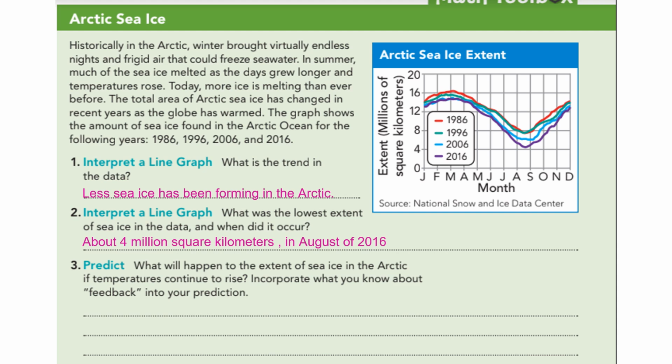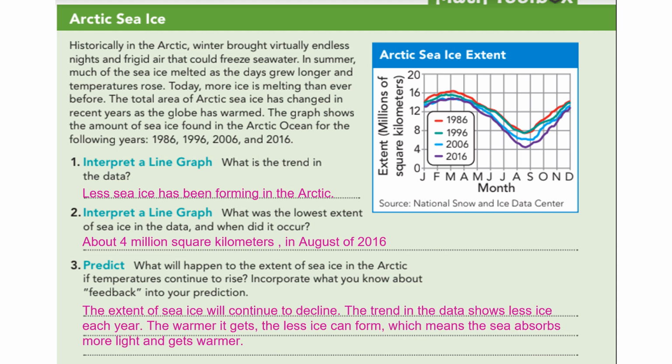What will happen to the extent of sea ice in the Arctic if temperatures continue to rise? Incorporate what you know about feedback into your prediction. So the extent of sea ice will continue to decline. The trend in the data shows less ice each year. The warmer it gets, the less ice can form, which means the sea absorbs more light and gets warmer itself.